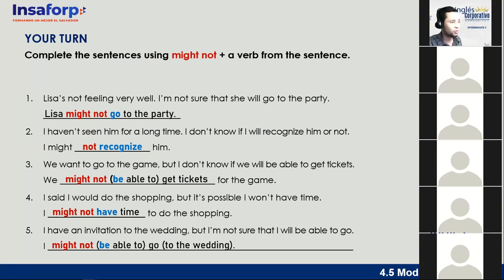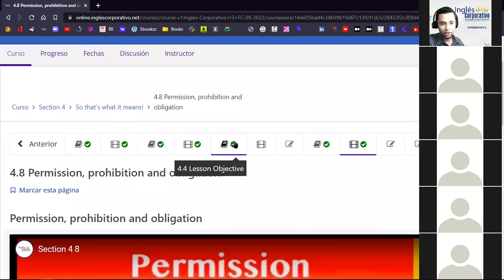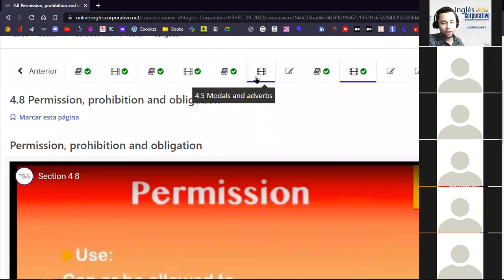Ok, hoy sí nos hemos pasado, así que vamos a terminar por acá. Acuérdense siempre de trabajar los ejercicios de la plataforma. Es sumamente importante. Ahorita vamos hasta el 4.5. Así que, por favor, hasta la sección 4.5, que sería Modals and Adverbs. Hasta ahí ya tendría que estar completo. Mañana vamos a seguir con este tema para que podamos proceder al knowledge check.